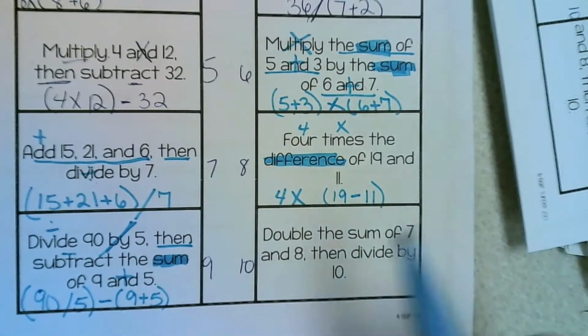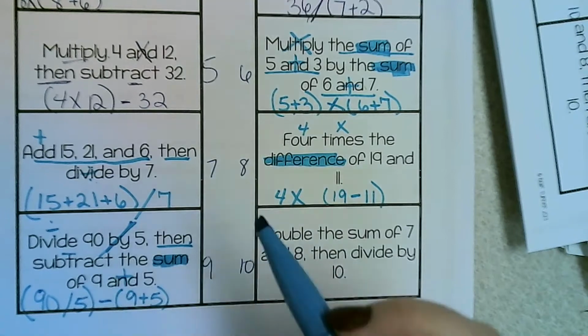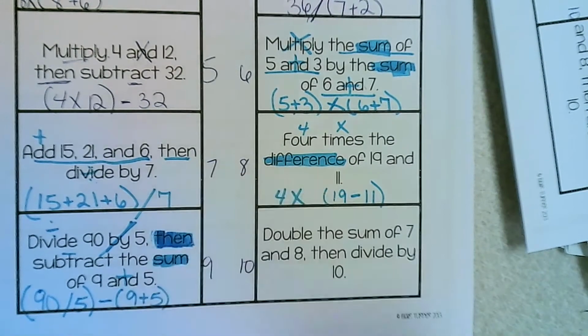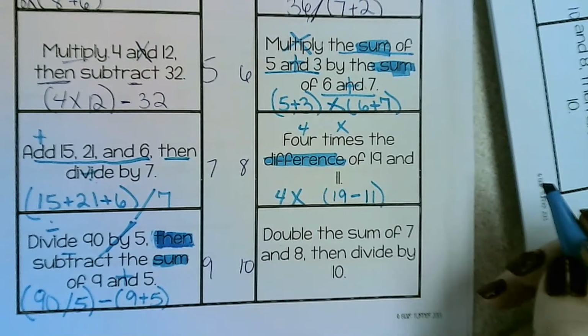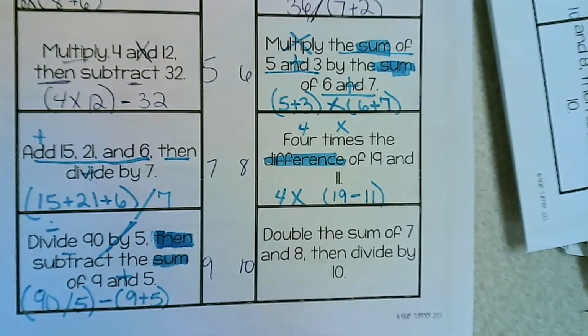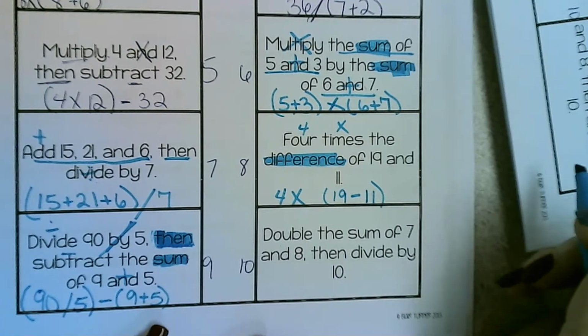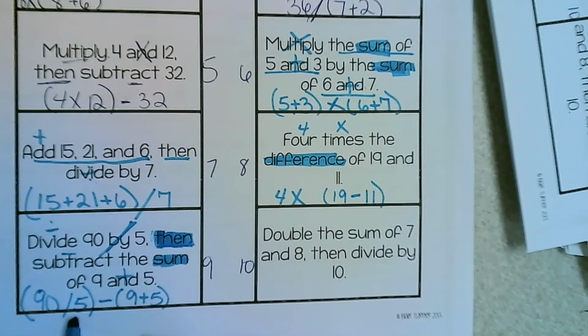Now, with order of operations, if it's written this way, left to right, you would divide first. But whenever I have an order word, a word that shows order, I like to make sure that I put that information in parentheses. Okay, so I'm dividing 90 by 5. Then I'm subtracting the sum of 9 and 5.